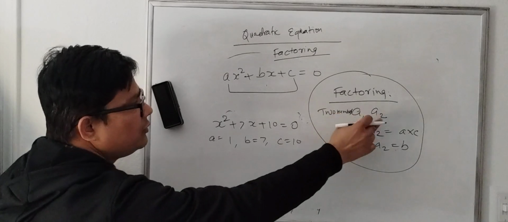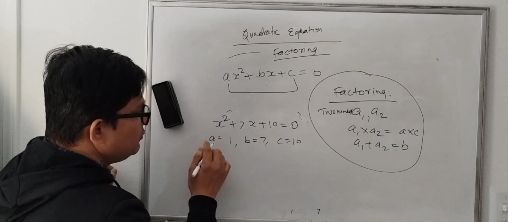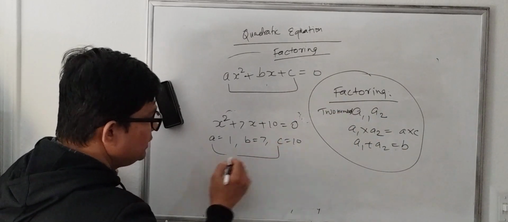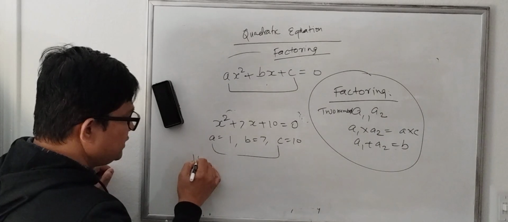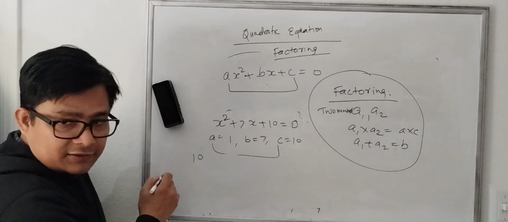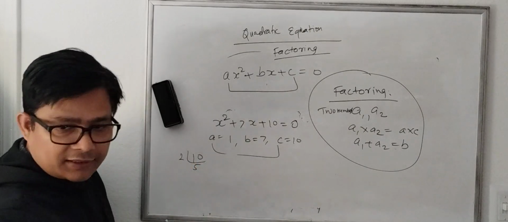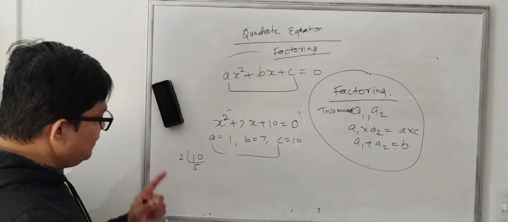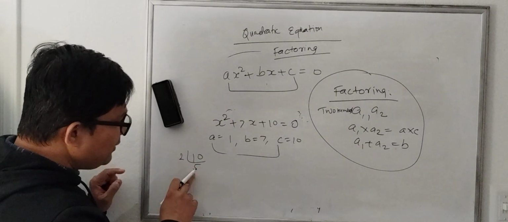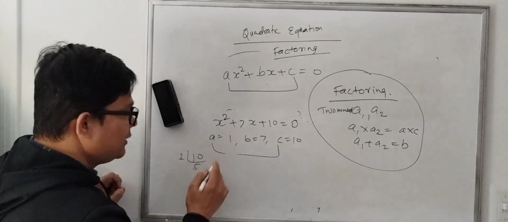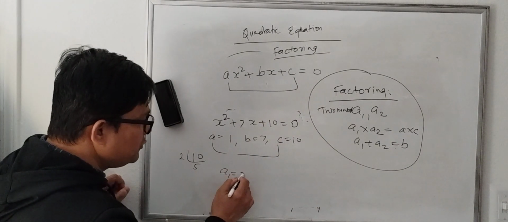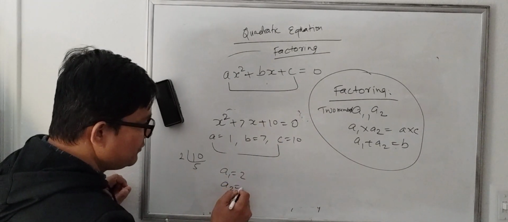I have to find two numbers a1 and a2. So, what do I have to do first? a times c, which is 10. And find the factors of 10. So 2, 5. Correct? So I will take plus 2 and plus 5. Let's say a1 is equal to 2, a2 is 5.